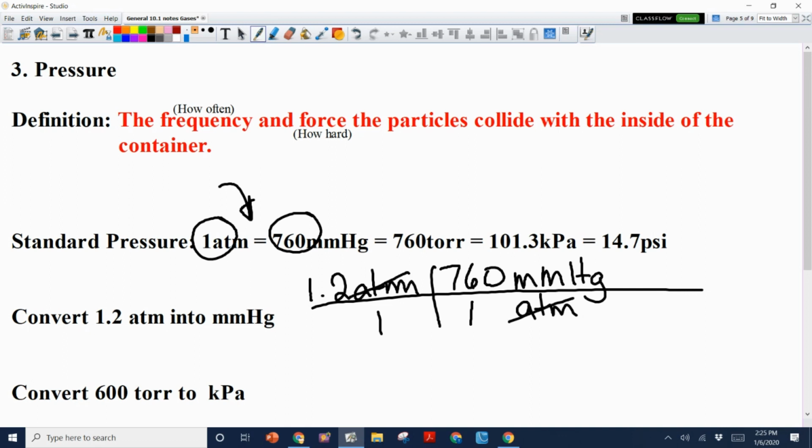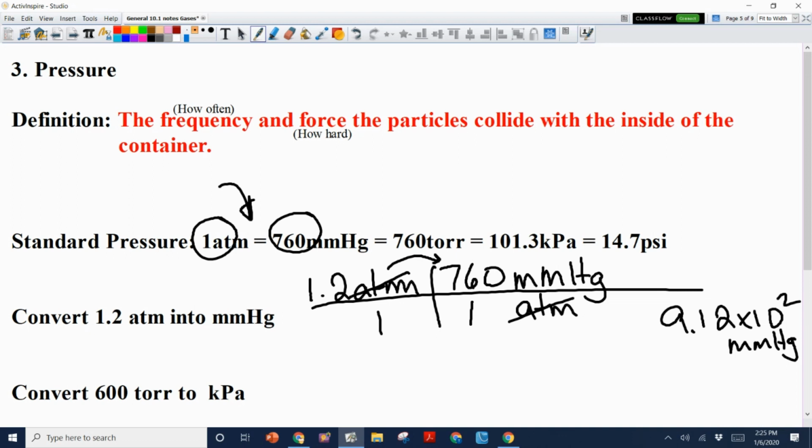So our atmospheres is going to cancel. And when you do this math, you're going to get your answer in millimeters of mercury. So it's 1.2 times 760, which gives us 9.12 times 10 to the second power. Okay, and that's in millimeters of mercury. All right, so all of these are just simple conversions.